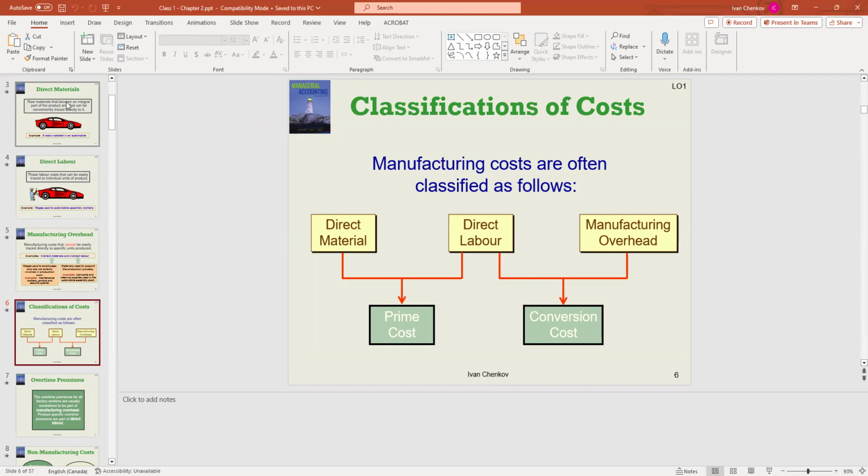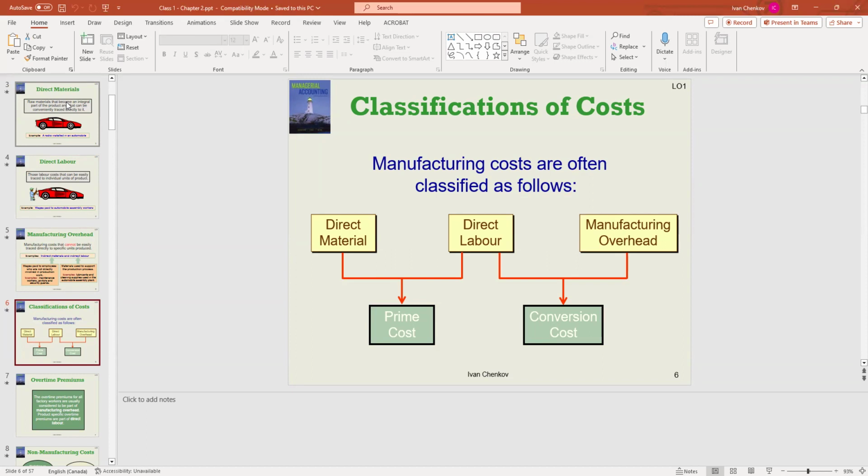That's why first we need the material, and then we need the people to work on that material. Since direct material and direct labor come first, they are called prime cost. Prime means first, from Latin. So direct material comes first, then direct labor comes and starts working on the material. Then comes manufacturing overhead.